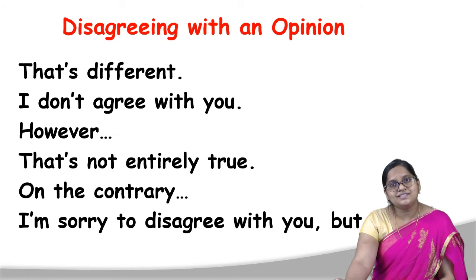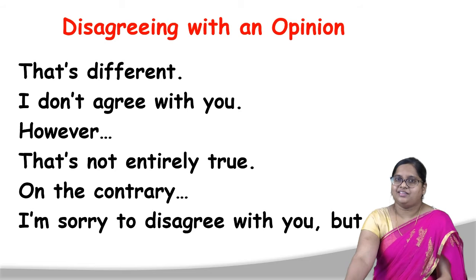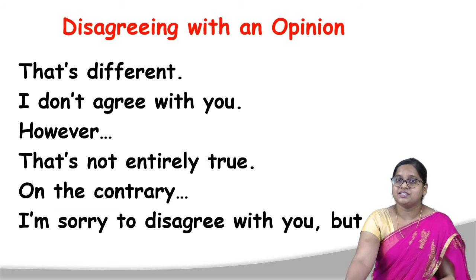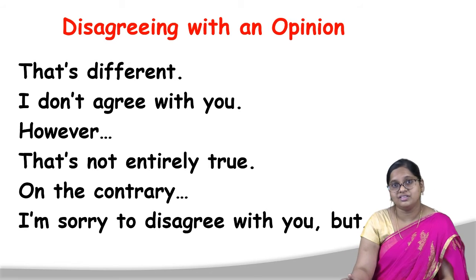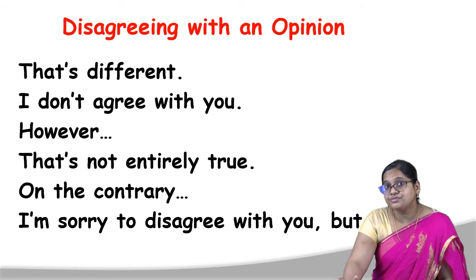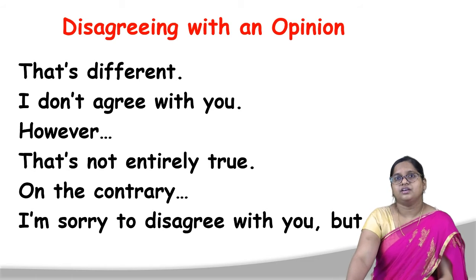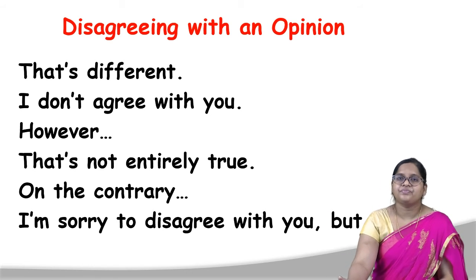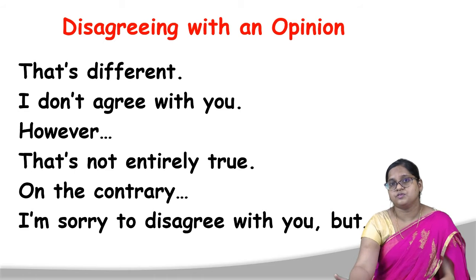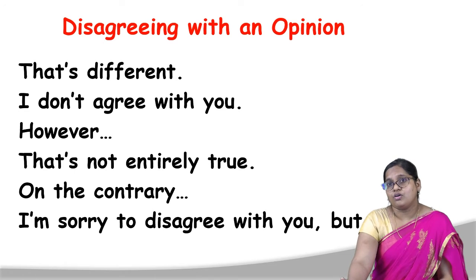And now, let me discuss with you some disagreeing expressions you can use. Disagreeing expressions will help them understand that you disagree with them and no longer agree. So, by showing this, you are showing your disagreement. Now, that's different. You can use, that's a different point. I don't agree with you. So, you're saying that you don't agree with them anymore. However, that's not entirely true. You can also use expressions like on the contrary, or conversely, or in contrast to.